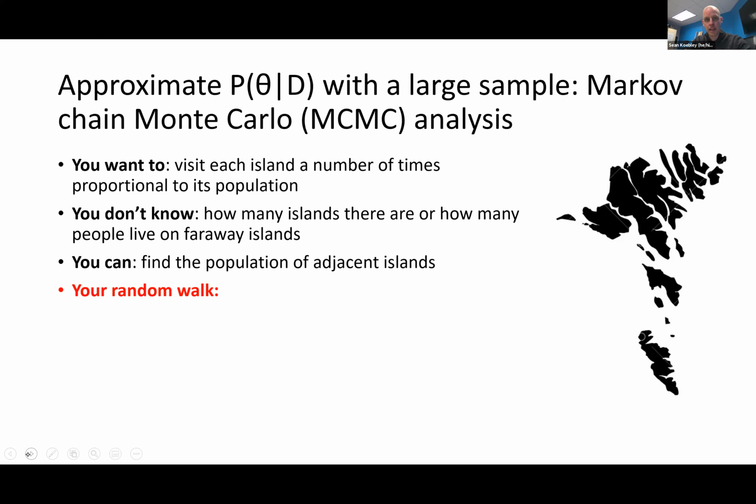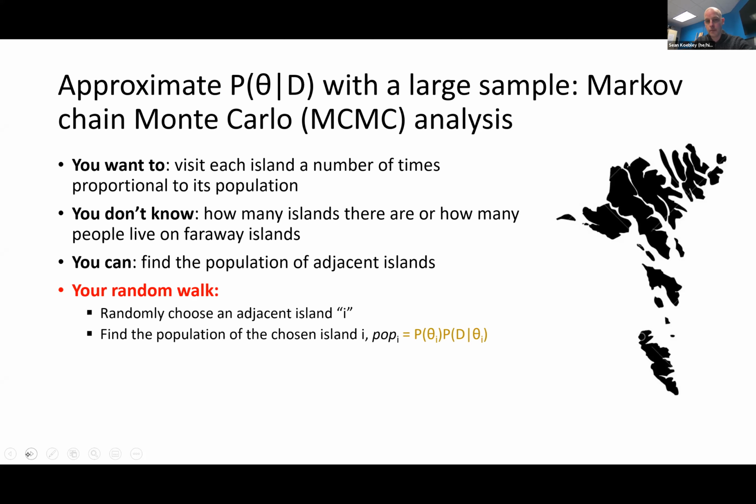And that's what this Markov chain Monte Carlo analysis does. It's doing a random walk along these islands. You randomly choose an adjacent island, I. You find the population of that, which is the likelihood times the prior. And you move if that population is greater than the current island's population. So you move to that next parameter set.